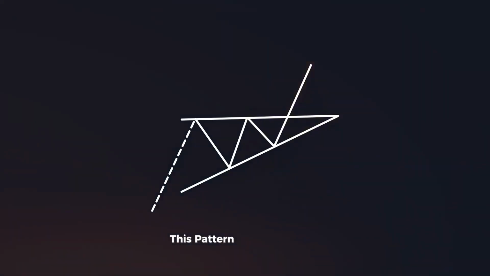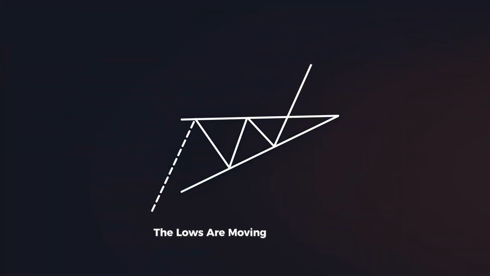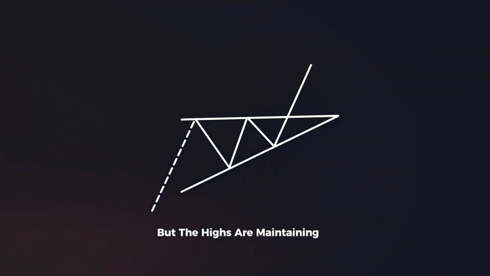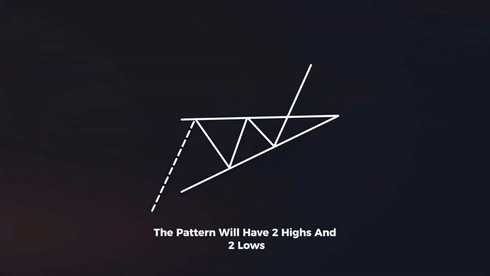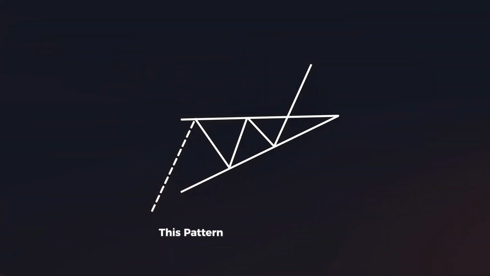This pattern occurs because the lows are moving increasingly higher, but the highs are maintaining a constant price level. The pattern will have two highs and two lows, all touching the trend lines. This pattern is confirmed when the price breaks out of the triangle formation to close above the upper trend line.